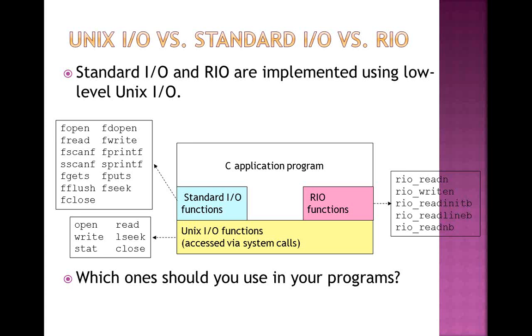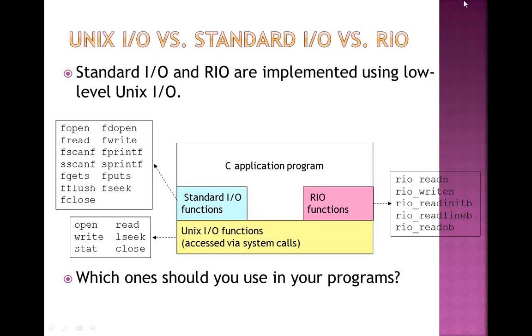So how is it used? Now let's see. These are fopen, fread, fscanf, scanf, fgets, fflush, fclose, fdopen, fwrite, fprintf, fputs, fseek. So these are the standard I/O functions. As I told you, these standard functions are implemented using the Unix I/O functions, and these Unix I/O functions are accessed via system calls. That is open, write, stat, read, lseek, close.